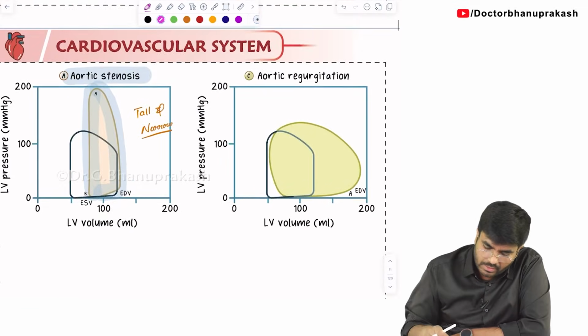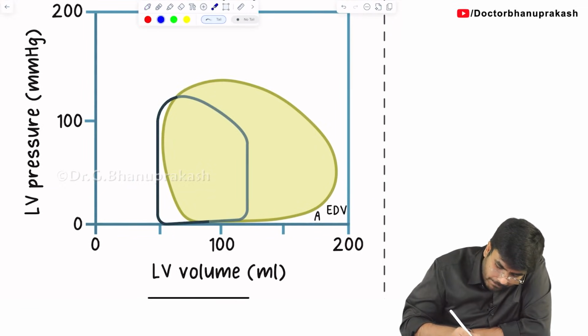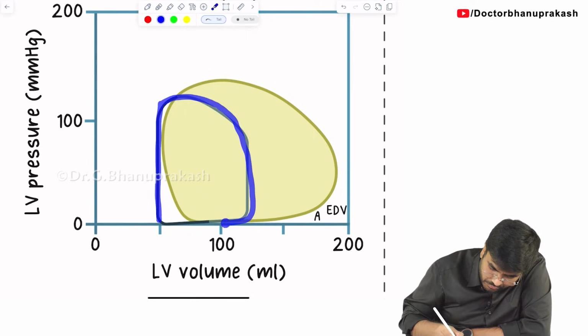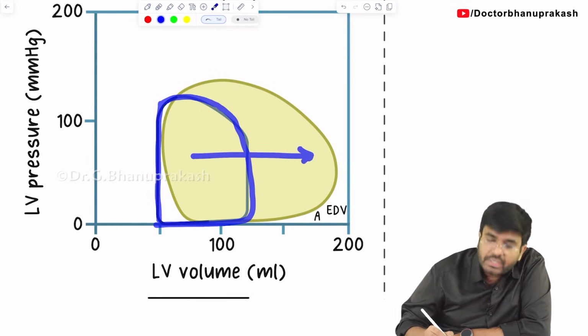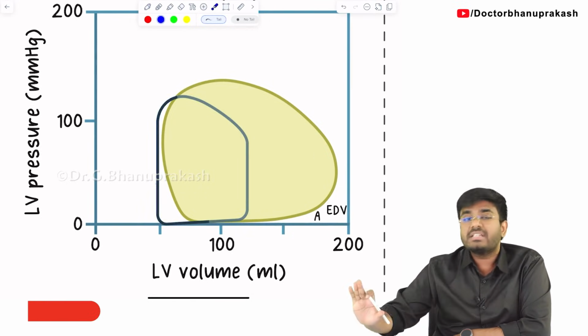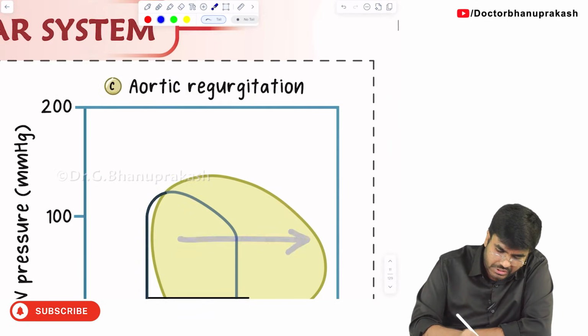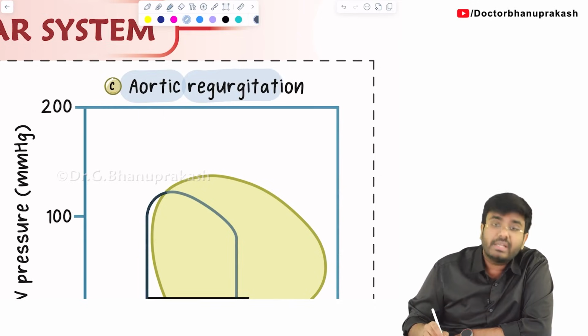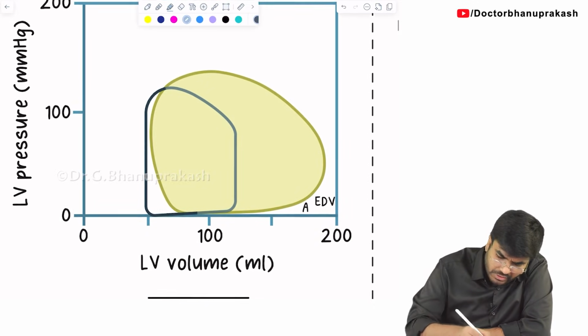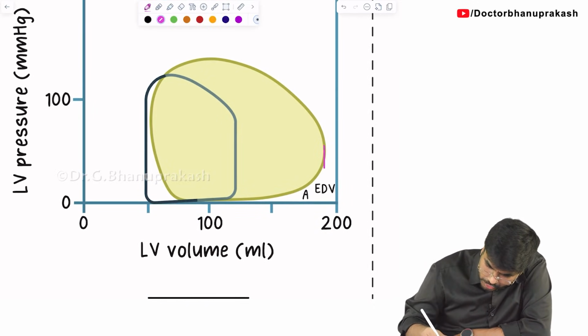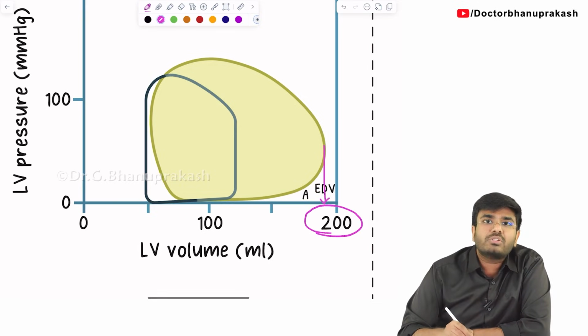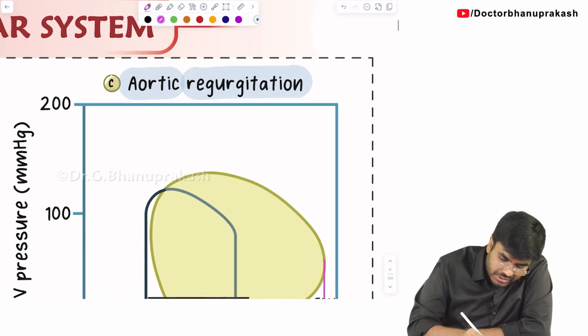Next, when compared to normal, the left ventricular pressure volume loop is shifting towards one side, especially a right side extension. Look at this. So this is aortic regurgitation. What happened to the end-diastolic volume in this condition? Say the end-diastolic volume increased somewhere around 200. Why did end-diastolic volume increase? Because of aortic regurgitation.